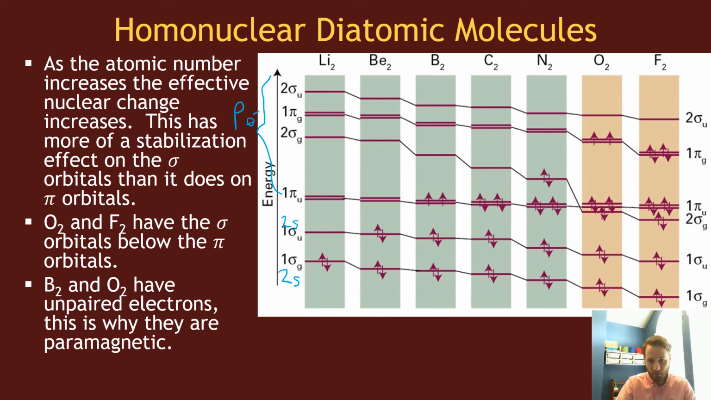And down here are your s electrons. One thing you'll notice is some trends that are occurring here. As we go from left to right, these orbitals all lower in energy. Every one of these orbitals decreases in energy as you go from left to right.